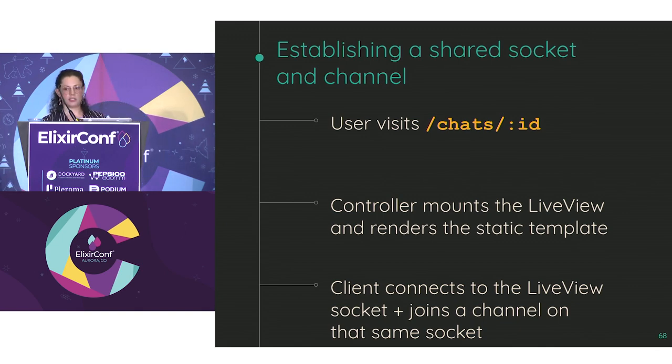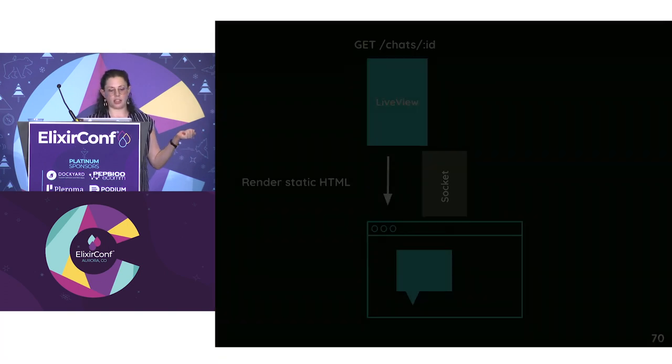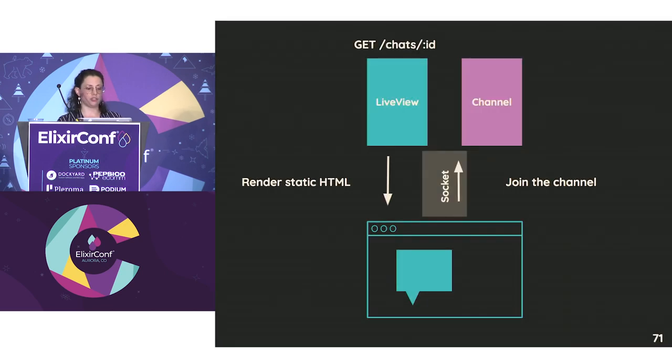What's going to go down? A user is going to visit the chat show page. They're going to point their browser at chat/ID. The controller will mount the live view and render the static template. Then we'll have our client connect to the live view socket and join a channel on that same socket. Here's a breakdown of the process. We send the initial GET request, render static HTML, send that live view socket connect request, and then join a channel over that same socket.